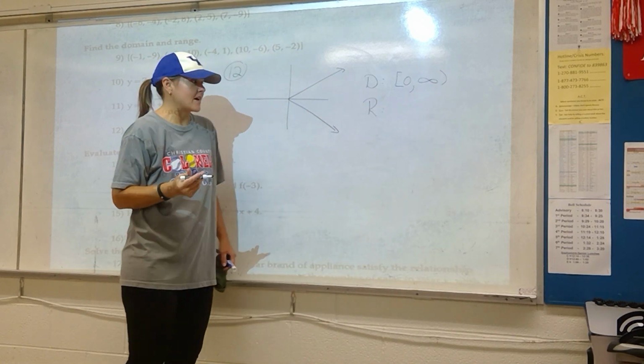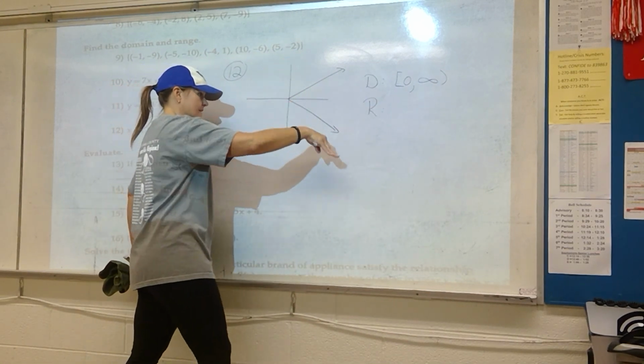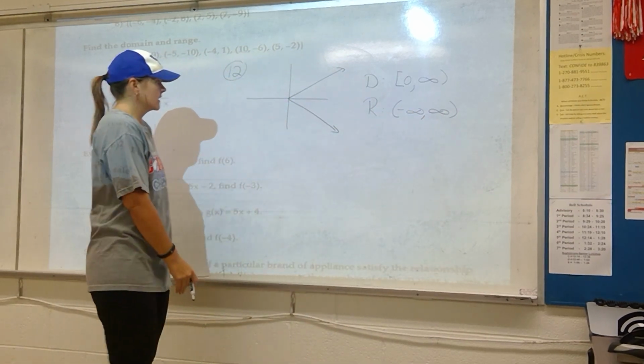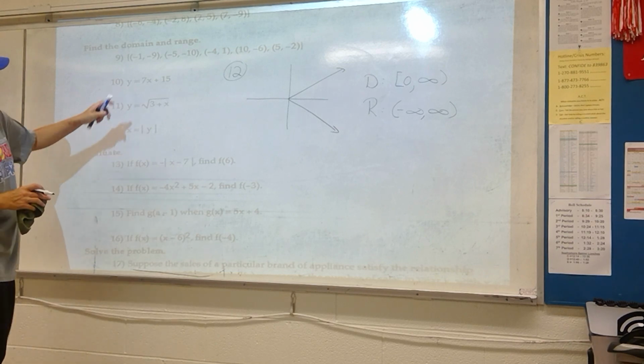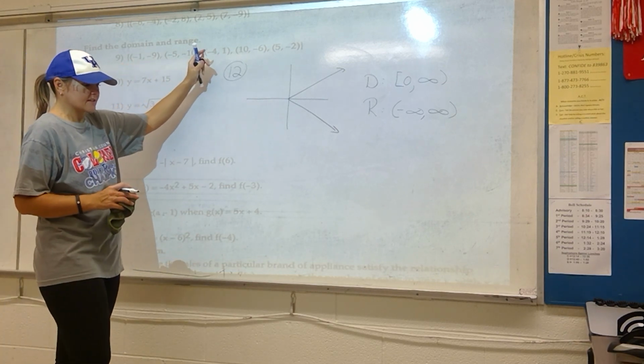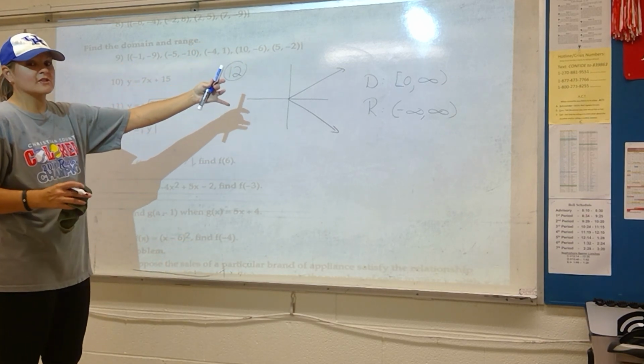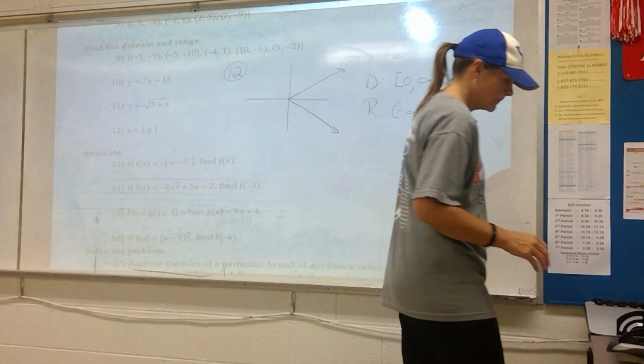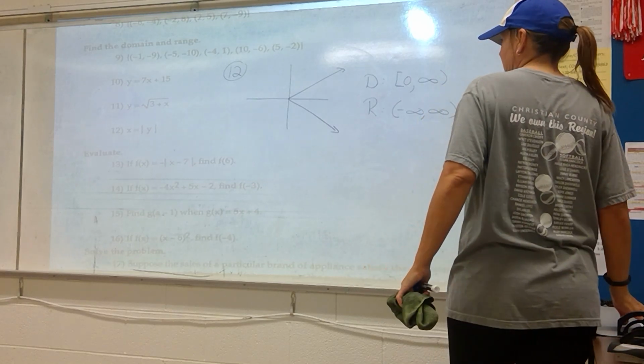The range of the y values: y goes down, y goes up, it goes down forever, goes up forever, negative infinity to infinity. And so that's domain and range. If you're given ordered pairs, you just list the x's and the y's. If you're given an equation, you can always graph it and look at that on your calculator, look left to right, up and down. Okay, next section is evaluate.